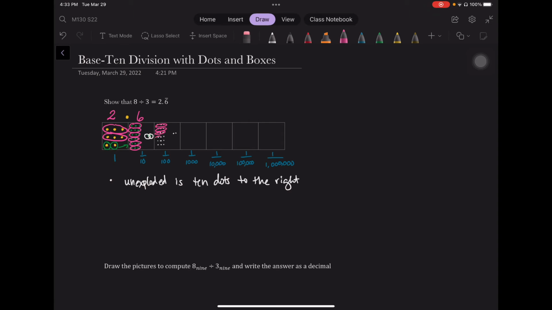1, 2, 3, 4, 5, 6 groupings with 2 left over, and this is just going to keep going forever and ever and ever, which means we have that repeating decimal of 2.6, and we use bar notation to show that the 6 is repeating.